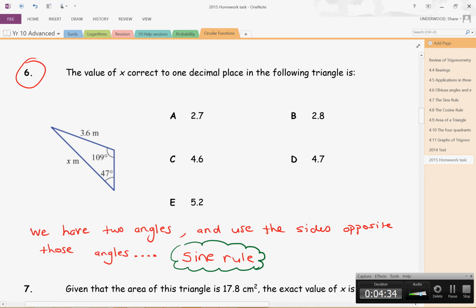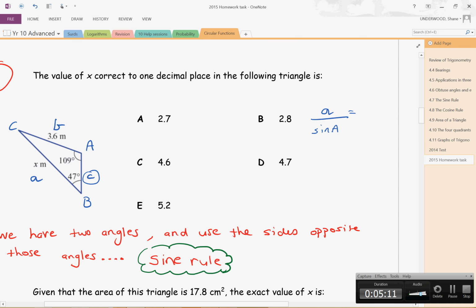So for example, over here, we're going to call this angle big A, this angle big B, and this angle big C. That means that this side is A, this side is B, and this side is C. And then we're going to use a sine rule. Now remember, we don't need to know side C, so we don't use that part of the sine rule. The sine rule states that little a on the sine of A is equal to little b on the sine of B, and so on.